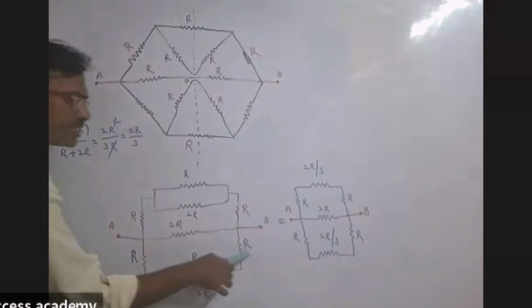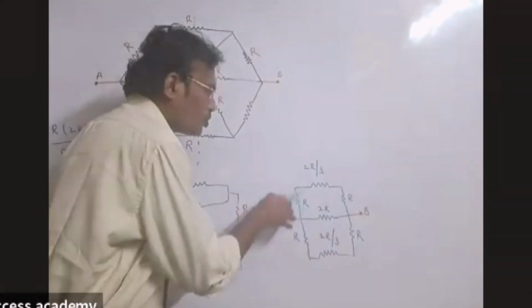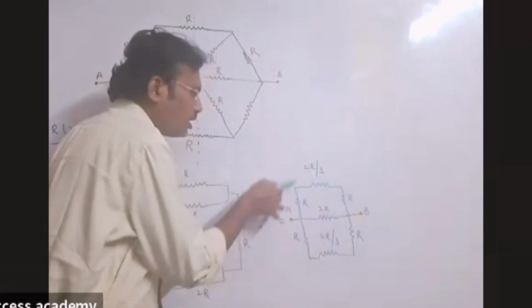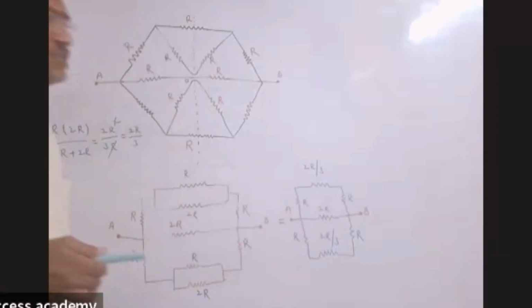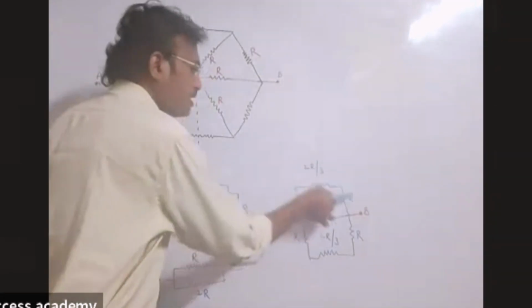This side R, that side R. Now, here this R, 2R by 3 and R. These three are in series. R, 2R by 3 and R. These three are in series. Series means what is the value? R1 plus R2 plus R3.